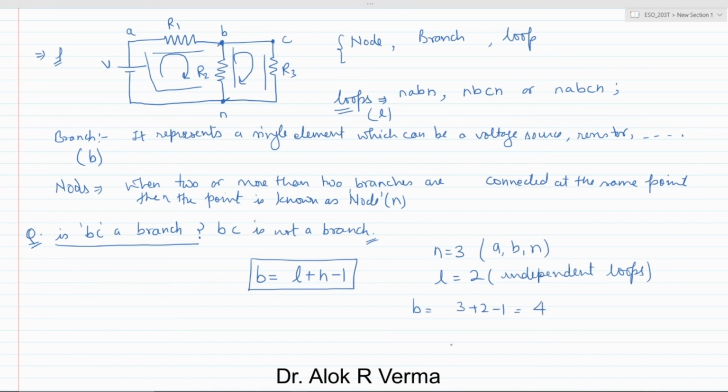So which are the branches? AN, AB, BN, CN. Because BC is not a branch, there is no element connected. So here no element is there, so it is not a branch.